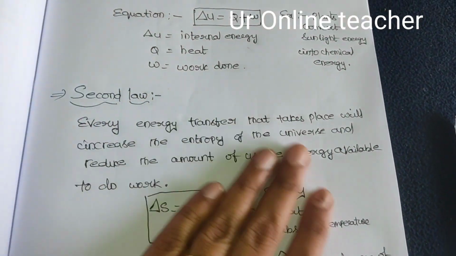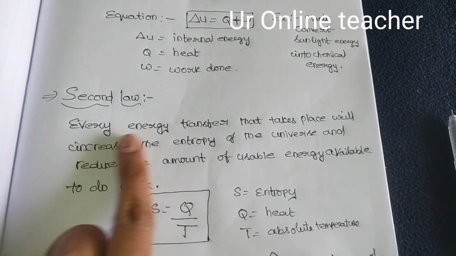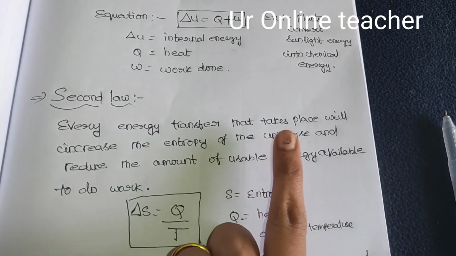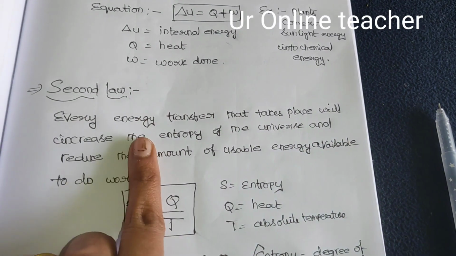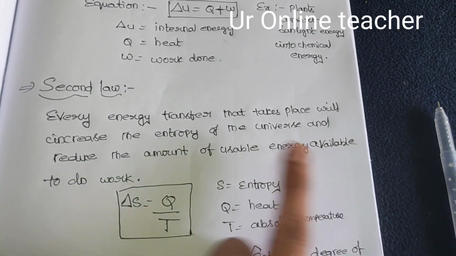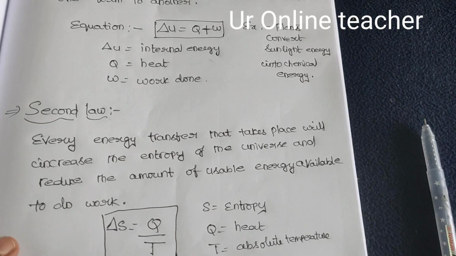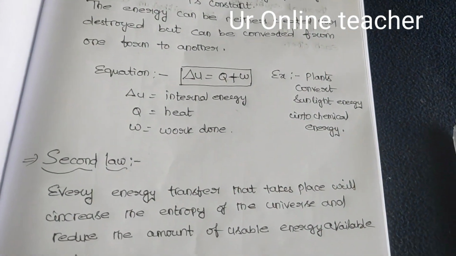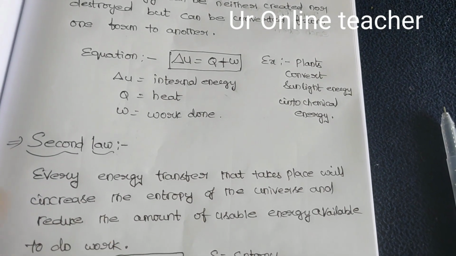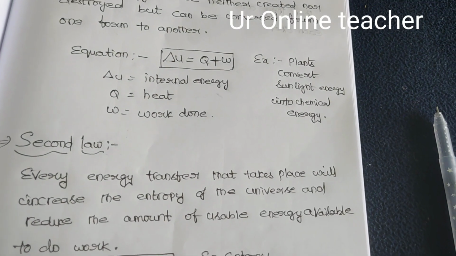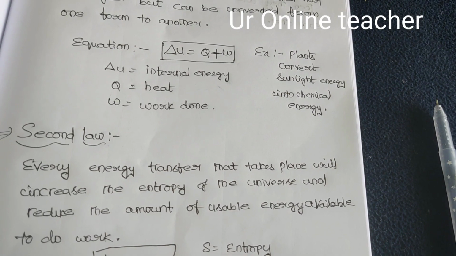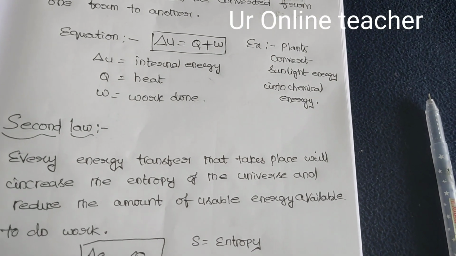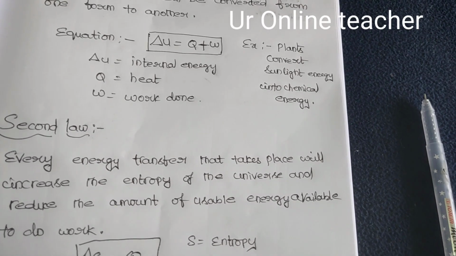Then the second law: every energy transfer that takes place will increase the entropy of the universe and reduce the amount of usable energy available to do work. We said in the first law that we can convert energy from one form to another. When energy is transferred from one form to another, some amount of energy will be wasted. In this process the entropy will increase.